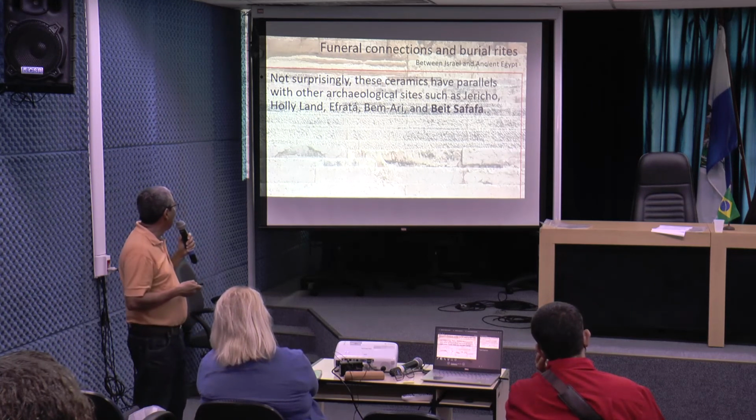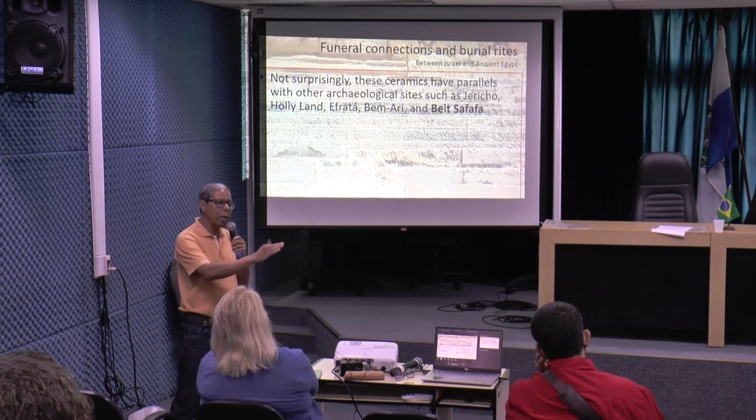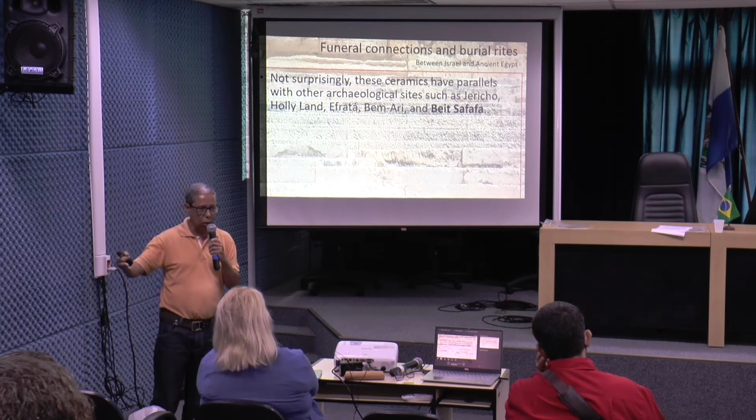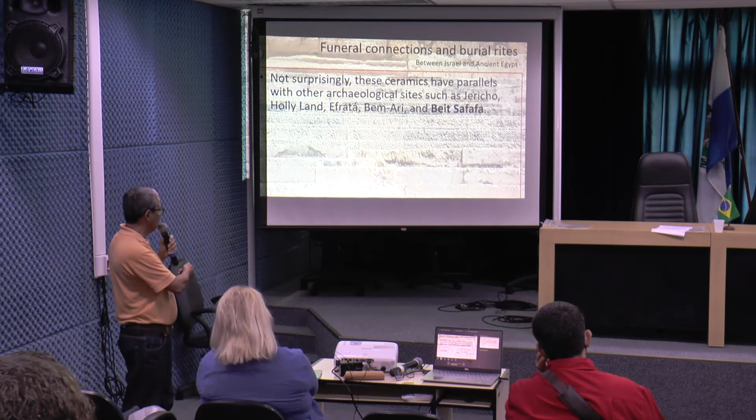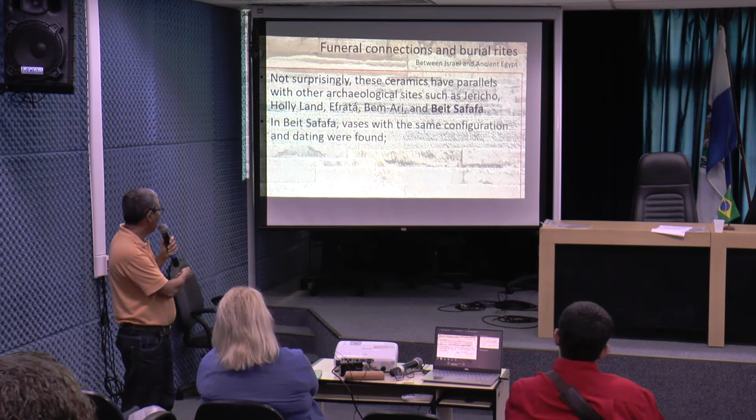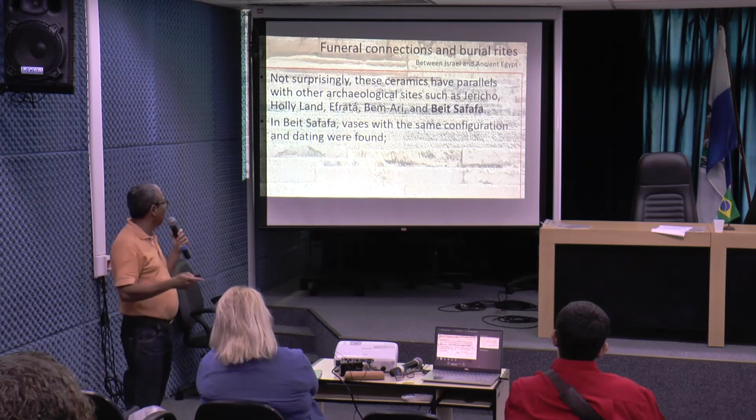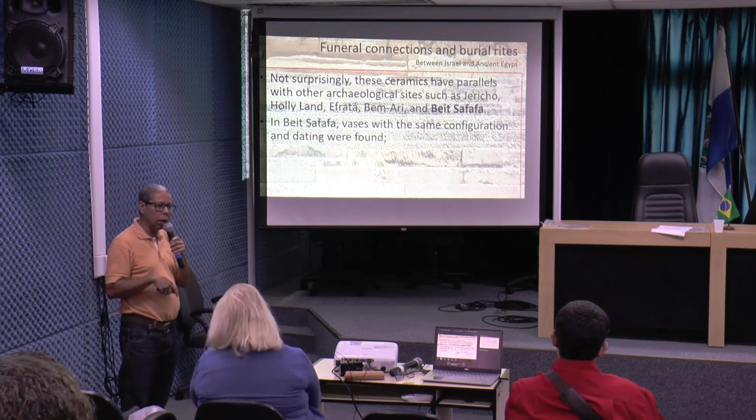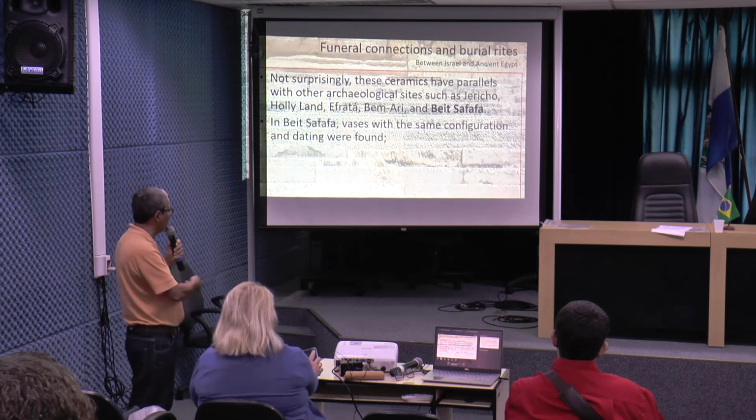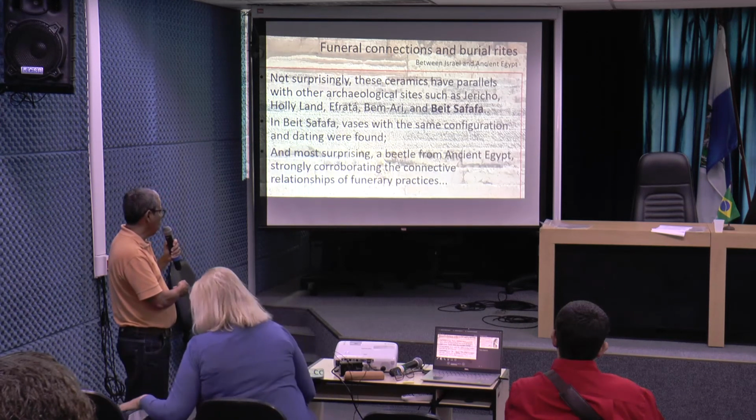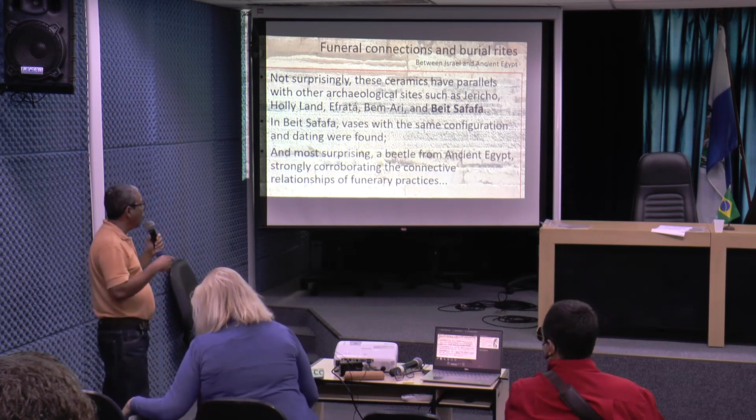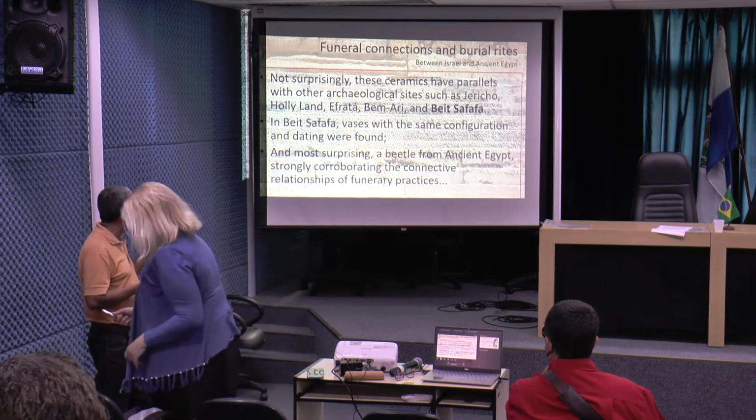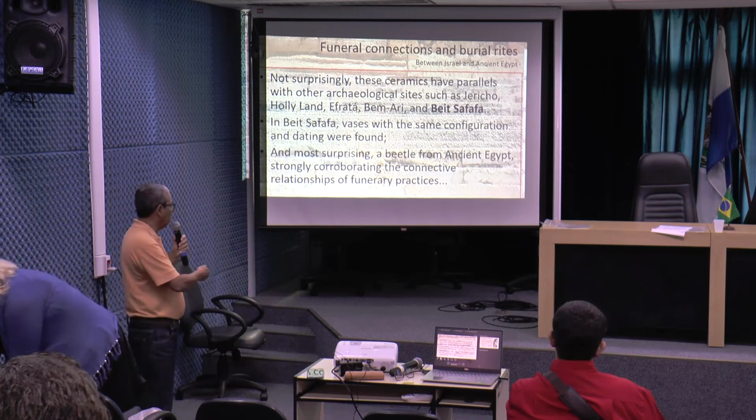Not surprisingly, this ceramic has parallels with other archaeological sites. For example, Jericho, in the Holy Land. So it's not specific to Tomb 7. You can find this repetition of ceramic in other archaeological sites in Israel. In Beit Safafa, another town, vases with the same configuration were found. Same configuration were found in another archaeological site. Most surprising, a scarab beetle from ancient Egypt strongly corroborates the connection.